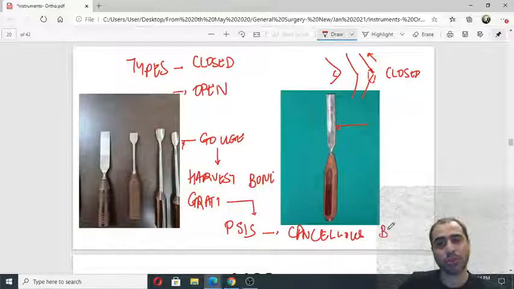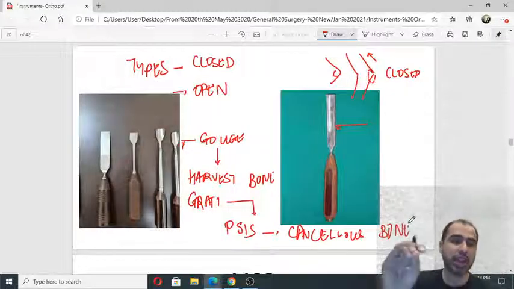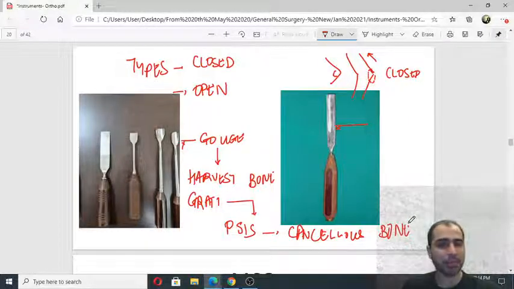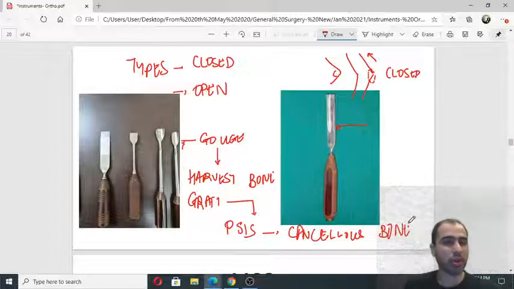It's because it is a cancellous bone. Cancellous bone means good vascularity. Soft bone, wherever I put it, it will remain easily. Cortical bone, bone grafts don't work very well. Which cortical bone do I use for bone graft?